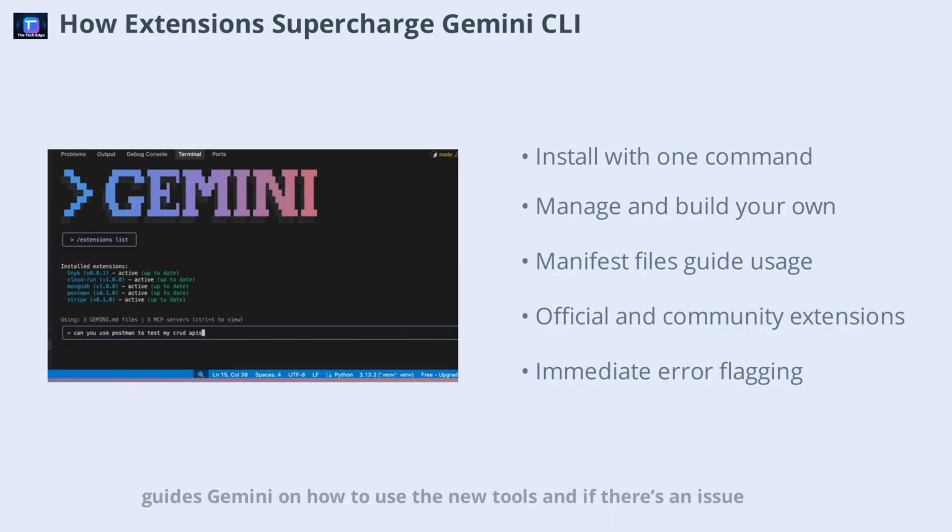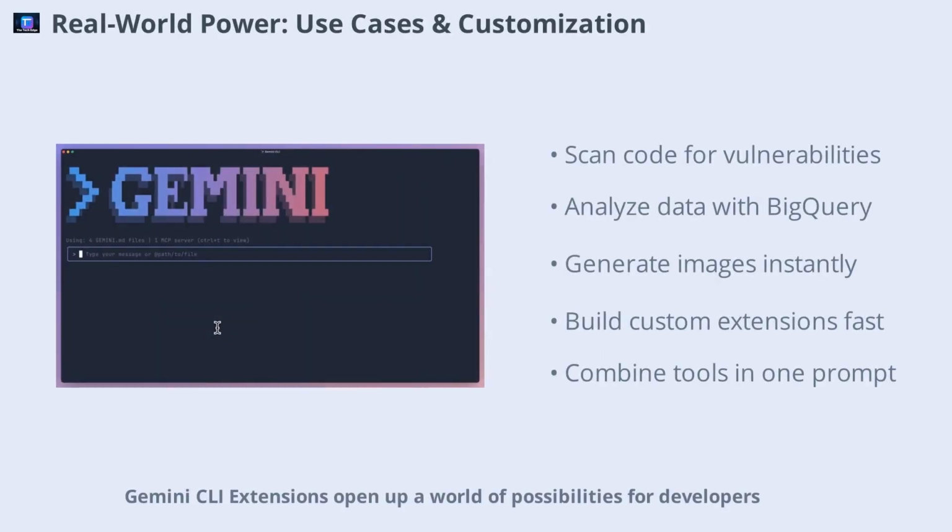Each extension comes with a manifest file that guides Gemini on how to use the new tools, and if there's an issue, the CLI flags it immediately for quick fixes. The best part? There's a growing gallery of both official and community-made extensions, so your workflow can be as custom as you need. Gemini CLI Extensions open up a world of possibilities for developers.